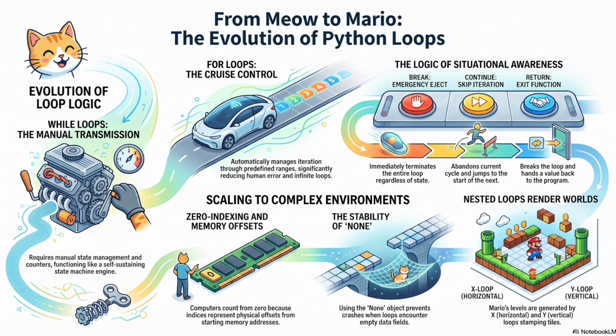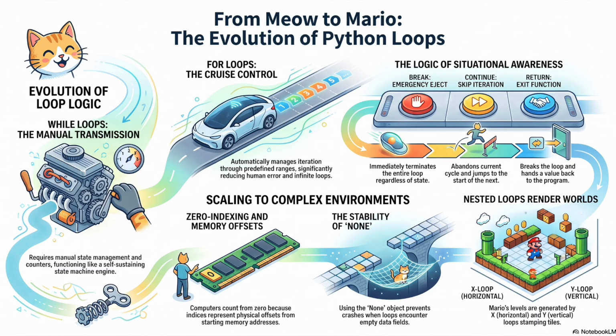Which brings us to the next structural evolution in our sources, the for loop, specifically combined with the range function. This seems designed specifically to remove that human error from the equation. It absolutely is. The for loop abstracts away all that manual labor of state management. Instead of building the counter, writing the mathematical condition, and incrementing the variable yourself, you just declare your intent. Right. You say, for every iteration in a range of 3, execute this block of code.